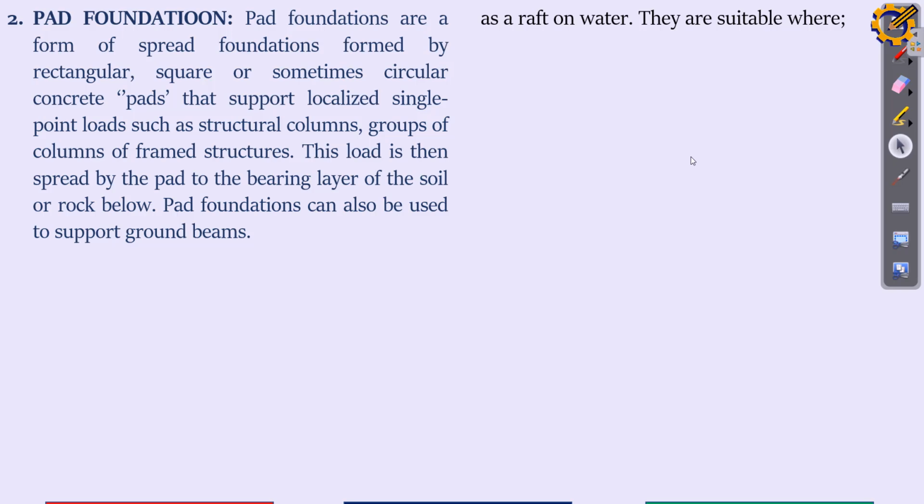So the second type of foundation is the pad foundation. If I want to erect, let's say, a one-story building, a two-story building, even a three-story building on a soil that has a good bearing capacity, I can use pad foundation for that.